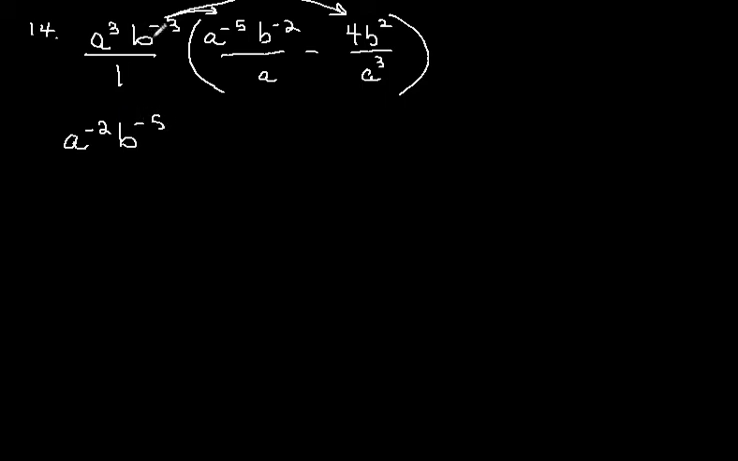So that's 14. 15, another nightmare. I think anything with exponents is turning into nightmares for us. 15. This one says simplify by adding like terms, write all the answers with the variables in the denominator. So this one just wants all the variables, negative or positive, to be in the denominator.